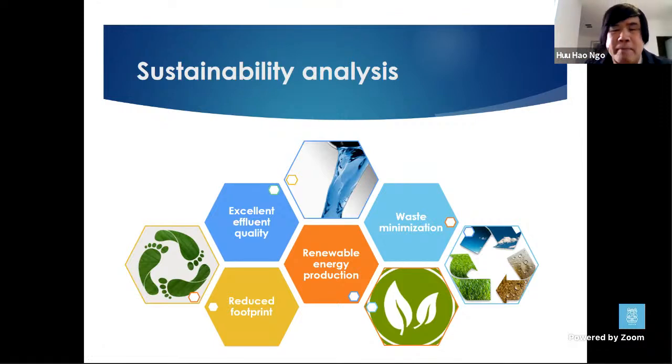Through my introduction and discussion, we just saw that waste minimization is significant with the anaerobic MBR, because sludge production is very, very low. Renewable energy production, yes, because only anaerobic MBR has it. So renewable energy production, the answer is 100%. Reduced footprint, yes, again, because for example, we don't need days and days for the HRT. And then excellent effluent quality.